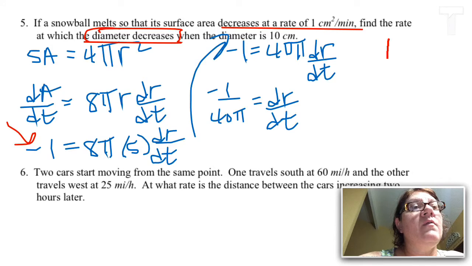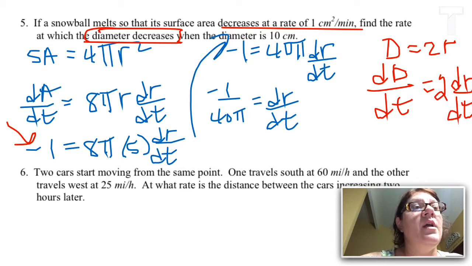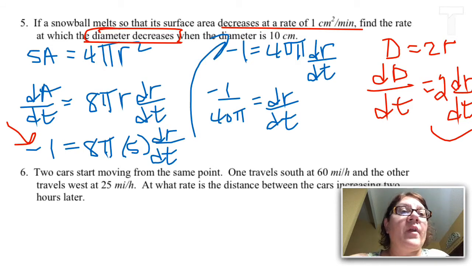And of course, I could convince myself that it's nothing more than twice that if I write myself a little formula over here that the diameter is equal to 2 radius. So if I took the derivative with respect to t, it would equal 2 times dr/dt. So the change in diameter is equal to 2 times the change in the radius, which is exactly what I thought, because the diameter is twice the radius.